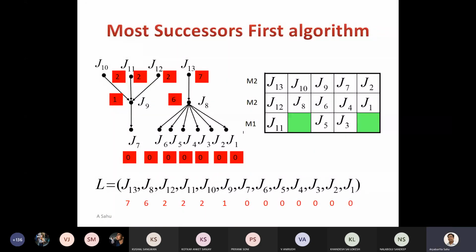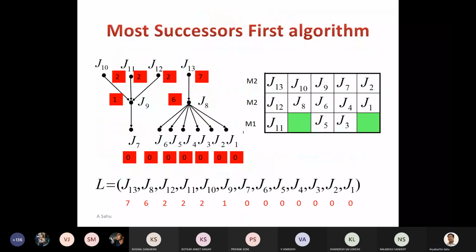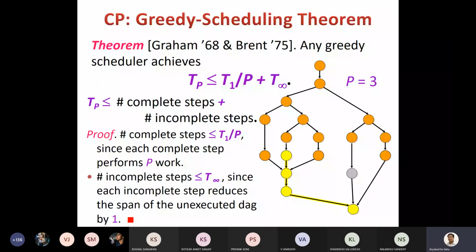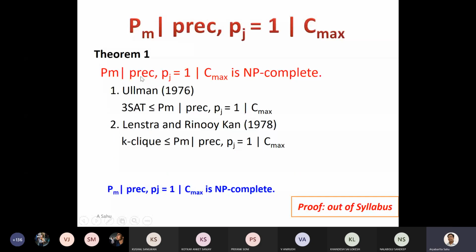If you look at the problem we solved, it was this previous example case: P m, precedence constraint, p_j equal to 1, and Cmax. Now we'll move towards another problem, that is P m, no precedence constraint, but p_j is arbitrary, and we'll try to minimize the Cmax.